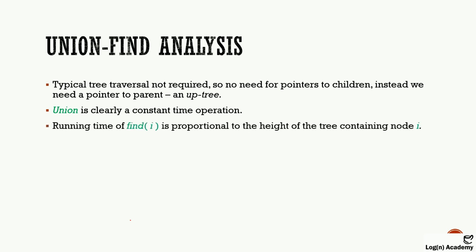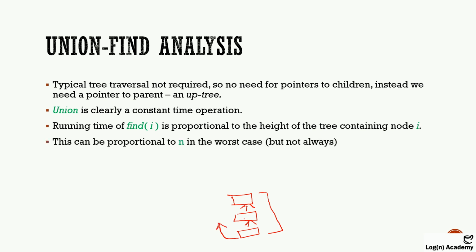The running time of find is proportional to the height of the tree containing node I. Because we have a relation in which parent and child are pointing towards them, the height of the tree matters, right? If I want to find something, I'll have to traverse from bottom to up. This can be proportional to n in the worst case, but not always.